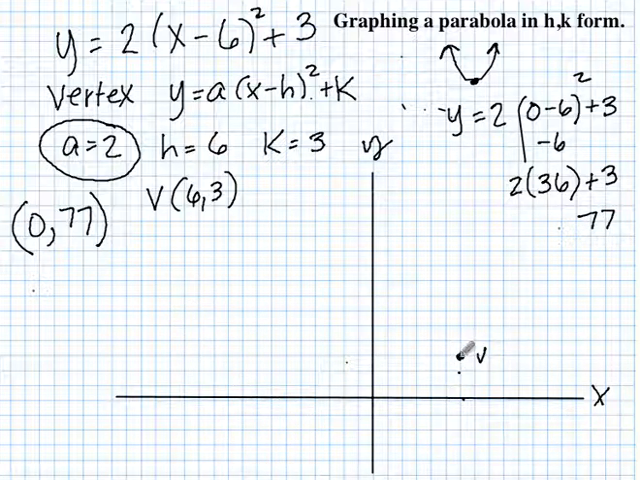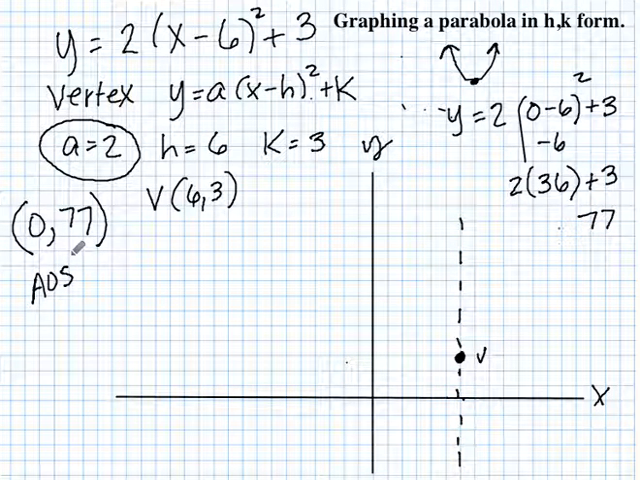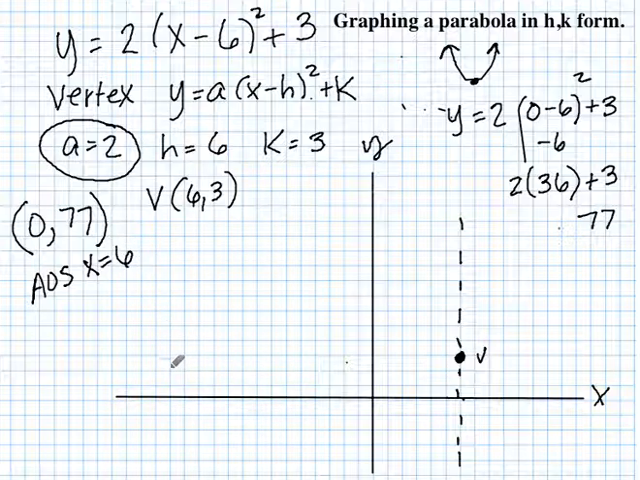Now remember, you have an axis of symmetry that goes through your vertex. That is always true of your vertex. Your AOS, or axis of symmetry, goes through the vertex. So the AOS is x equals 6. Again, I know that this parabola opens up. So what is left for me to do, to be sure, is to make a small chart.